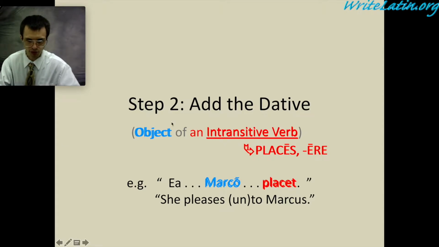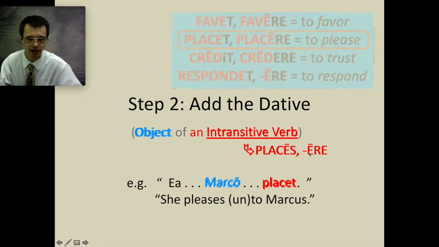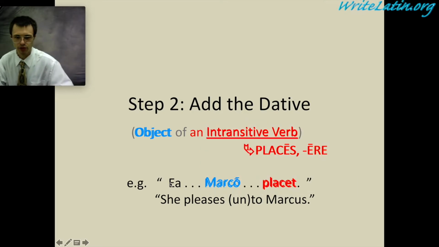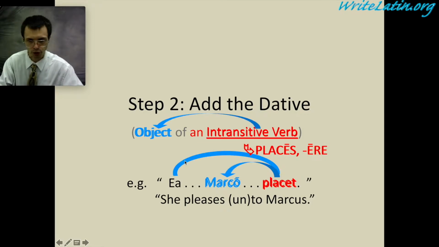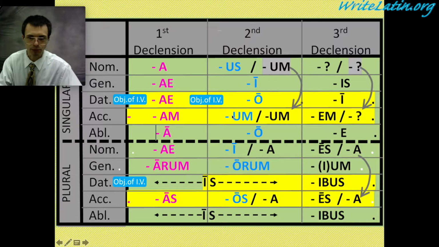And remember, this dative is going to do the function of an object of an intransitive verb. Now, what's an intransitive verb again? I hope you remember from 2 slides back, but it's one of those like placet or favet or credit or respondent. So, the example is she to Marcus pleases. Now, we don't say the to usually. We just say in English, she pleases Marcus. So that's the way the word order would go in English. But we don't want to think in the English way. We want to do it just the way the Latin is. So kind of ignore the arrows here. Literally, it's like she unto Marcus pleases. And Marco, of course, is the dative object. I'm using neon blue for datives today.